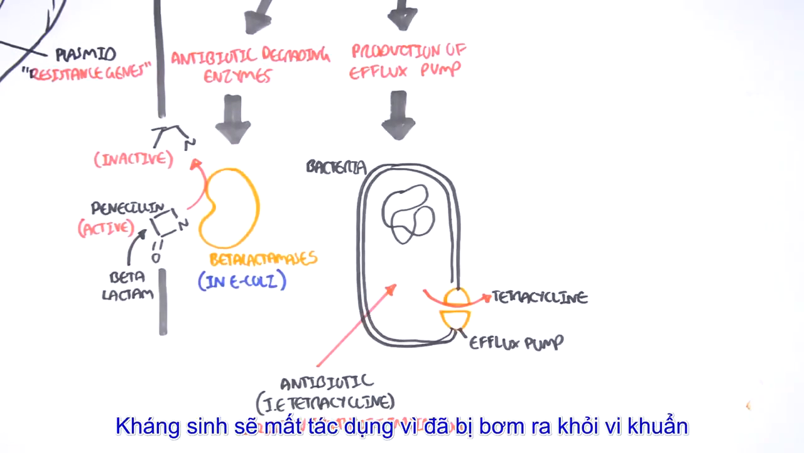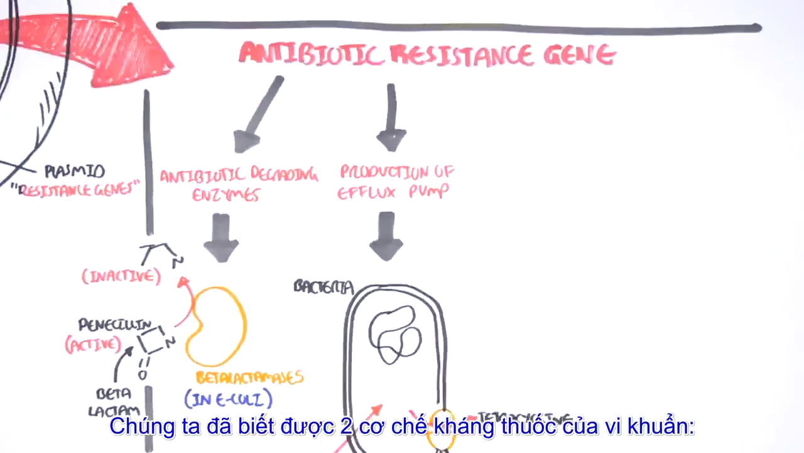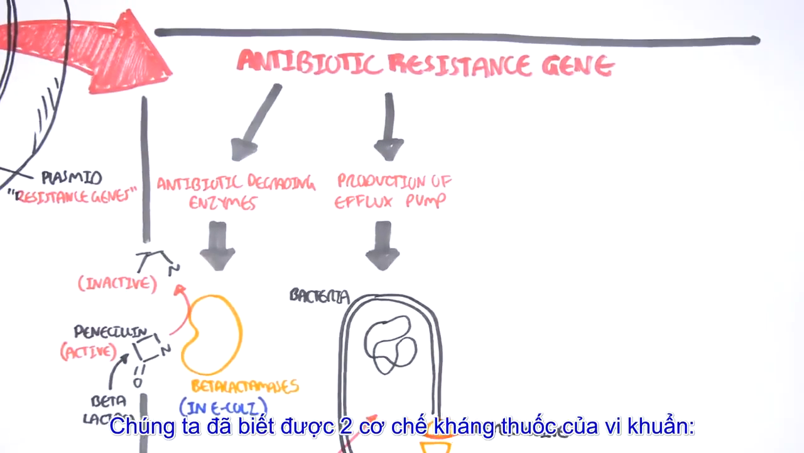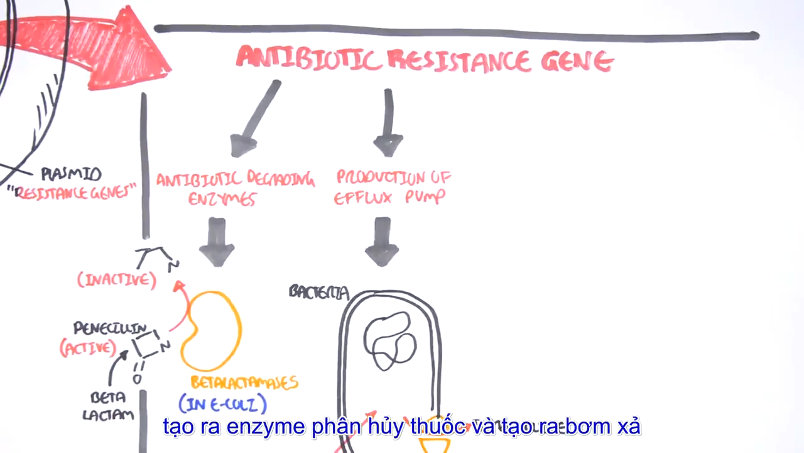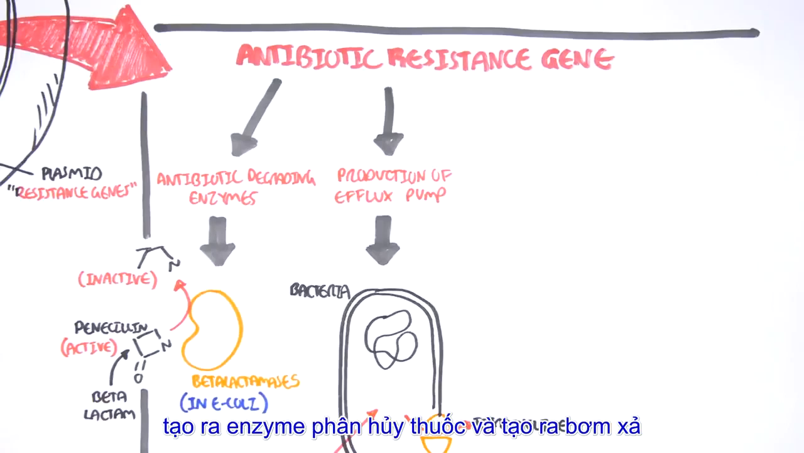And so the antibiotic tetracycline will have no effect on the bacteria because it is pumped out. So we have looked at two mechanisms of antibiotic resistance so far: the production of antibiotic degrading enzymes and the production of the efflux pump.